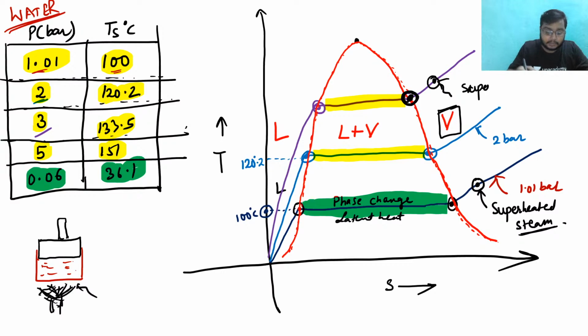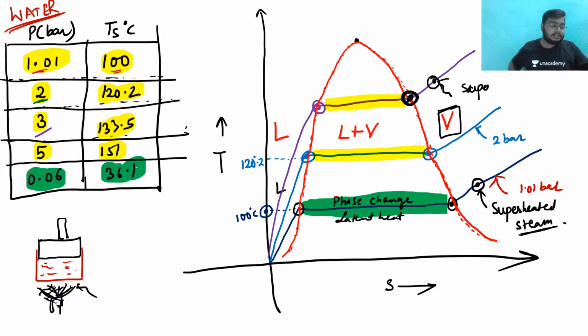Heat is better said to be neither an extensive property nor an intensive property. Okay, saturated steam when we heat it.